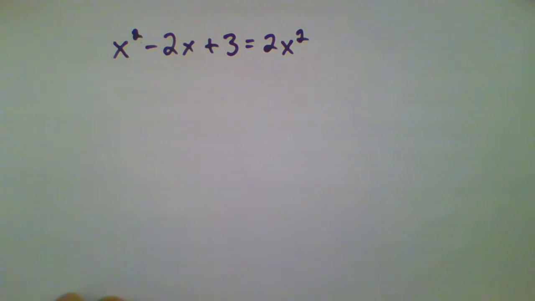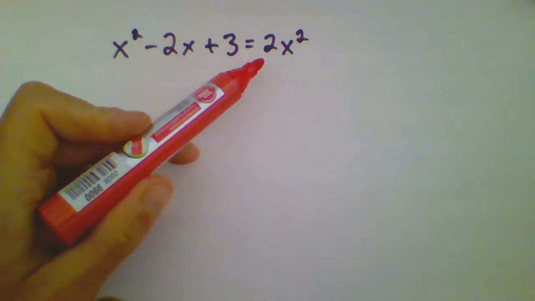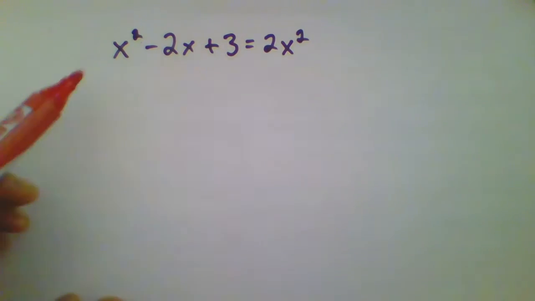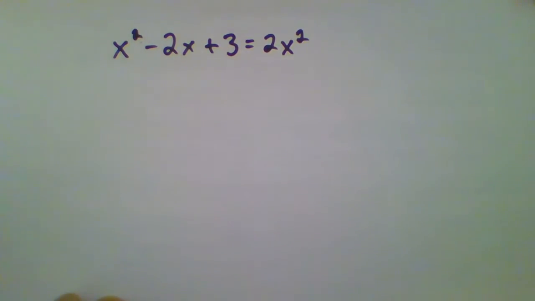When I see something like this, the first thing I want to do is try to clean it up. And by that I mean get everything on one side of the equation. So to do that, I notice that I've got 2x squared over here and x squared over here. So if I want to start canceling things out, I'm probably going to cancel the things out on the left side because I want to have a positive number of x squared.